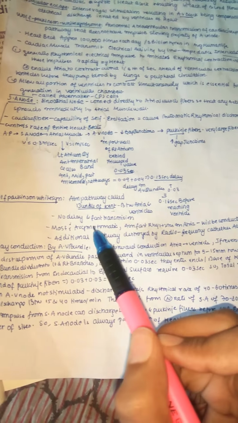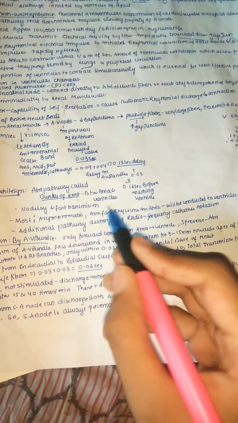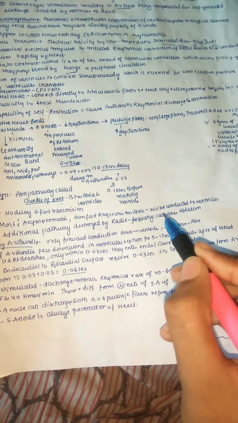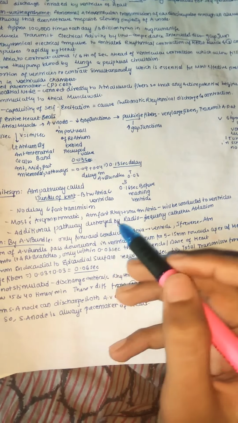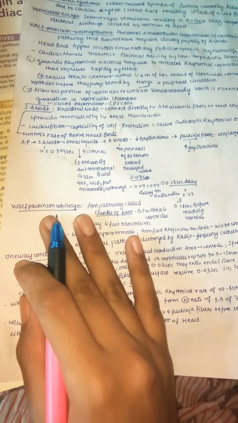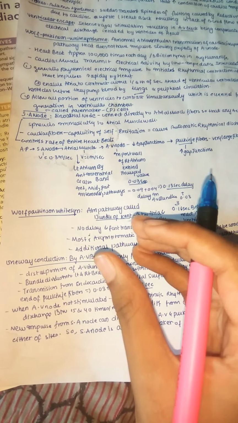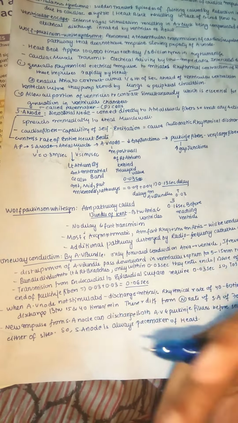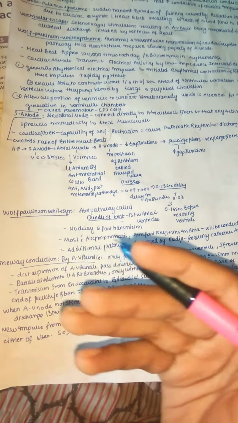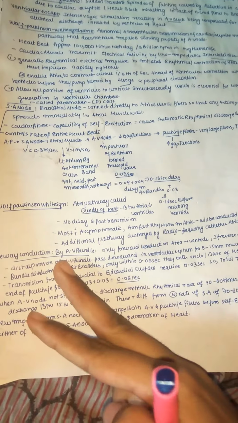This person is asymptomatic, but abnormal fast rhythms in the atria will be conducted to the ventricles, and the additional pathway is destroyed by radiofrequency catheter ablation. So actually this is an abnormal pathway, you can understand. Here there is no delay. Because of no delay, the ventricle can't get filled properly, the transmission of this action potential is very fast, and this process continues very fast.